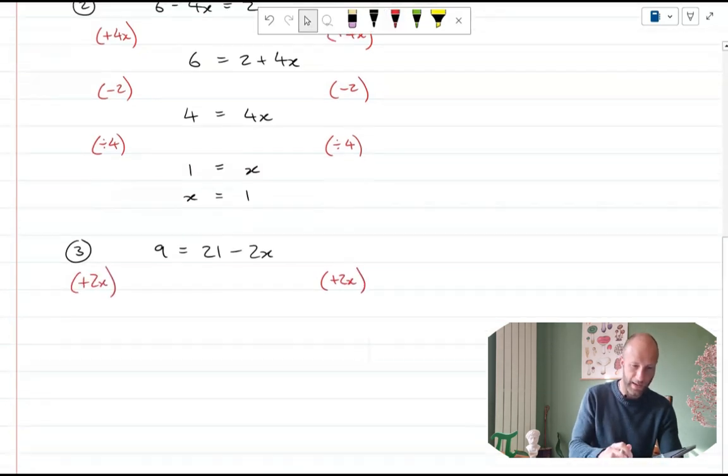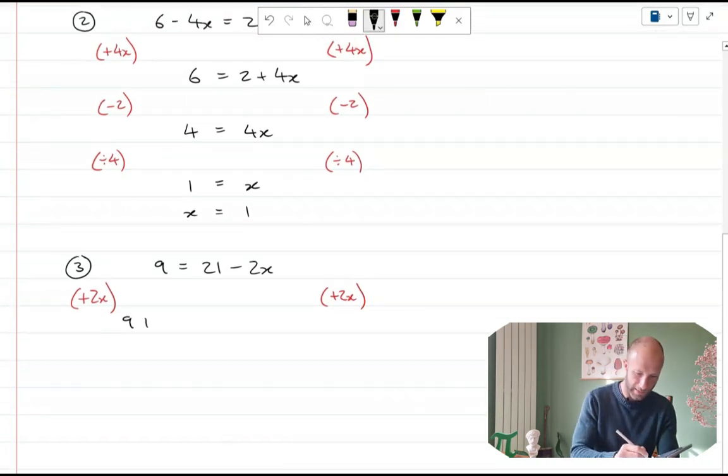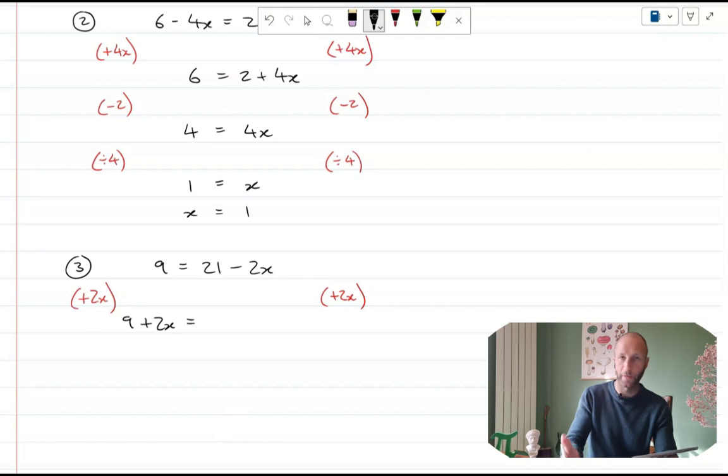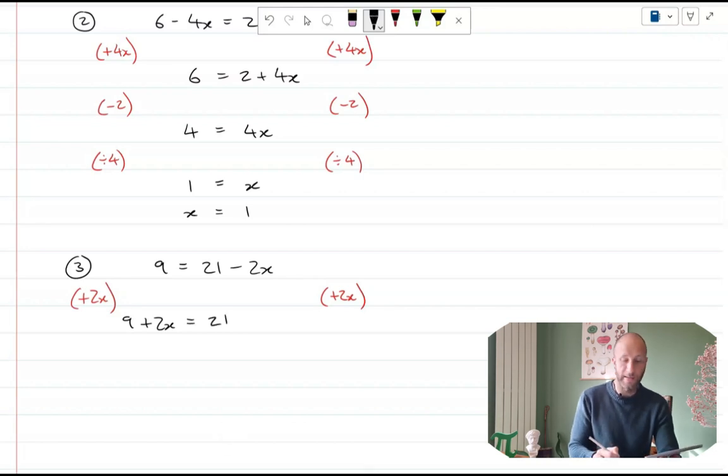And the effect that that will have is that on the left, I'll have 9 plus 2x. Remember, it won't affect the 9. The 9 is a number. X terms won't affect it if I'm adding to it. And then on the right-hand side, I'll get 21. The minus 2x and the plus 2x will cancel. Then my x term is nice and positive.